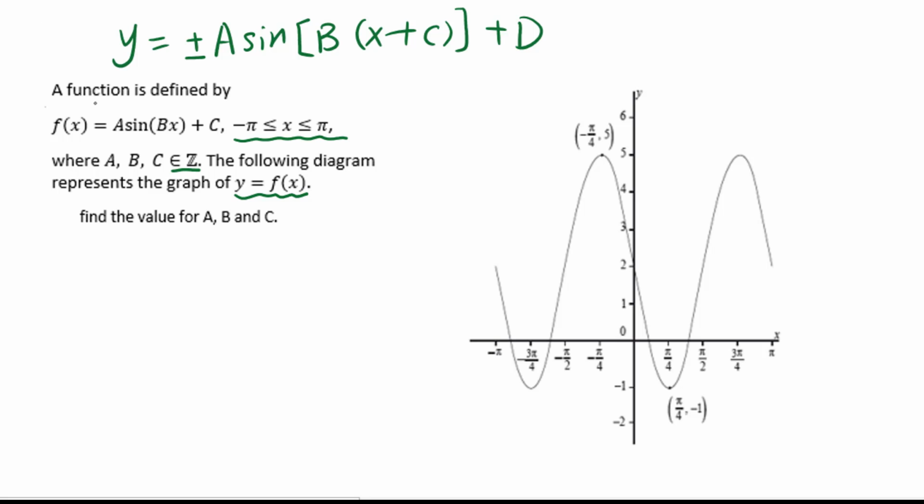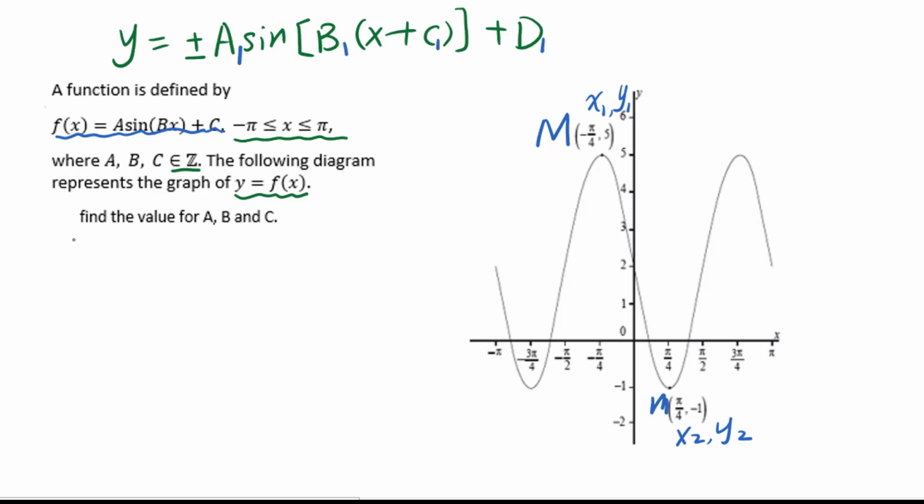Since the pattern we are looking for is a sine bx plus c, let's label our pattern as a1, b1, c1, and d1. Look at this graph. We have a maximum point and a minimum point. Let's label them x1, y1 and x2, y2.